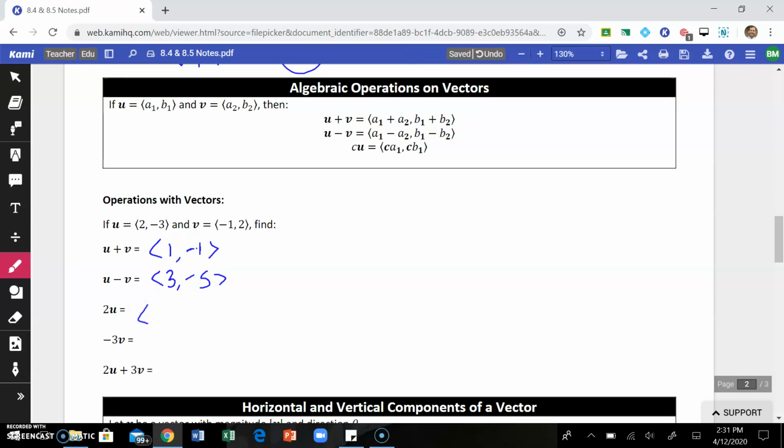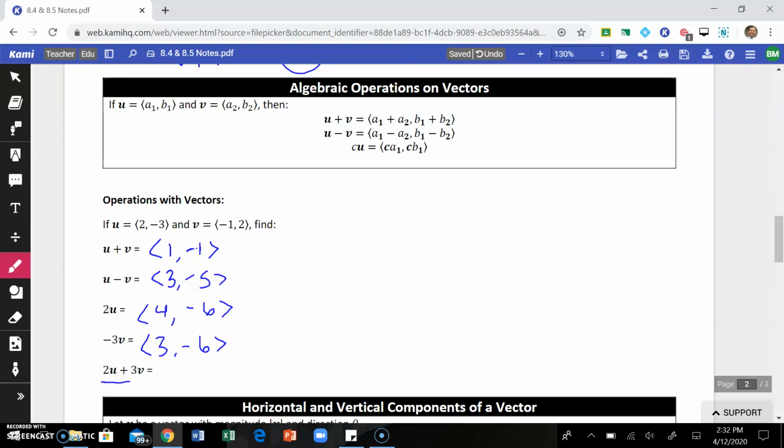The vector 2u, I'm just going to take the vector u and multiply both of the components by 2. So that would give me 4, negative 6. Negative 3v, again I'm just going to take vector v and multiply each component by negative 3, which would give us 3, negative 6.